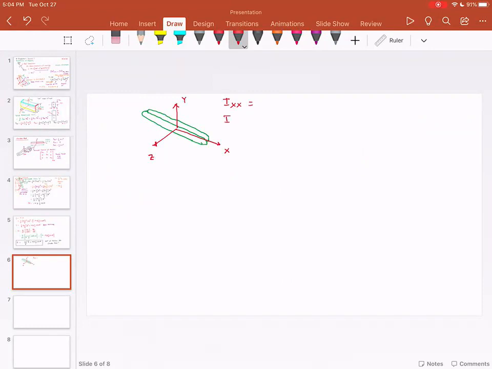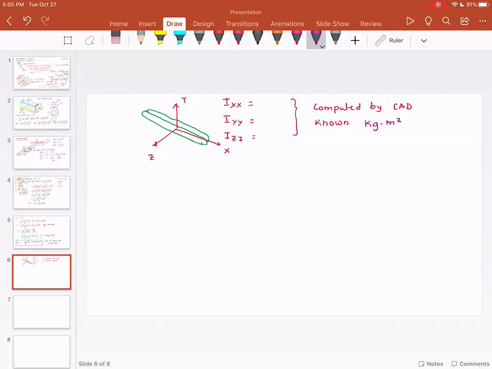I have Iyy, which is the mass moment of inertia about the y axis, and I have Izz. These are given to us, or computed by CAD software, or, for the sake of discussion, they are known. The units are kilogram meter square. So Ixx, Iyy, and Izz are given to us.